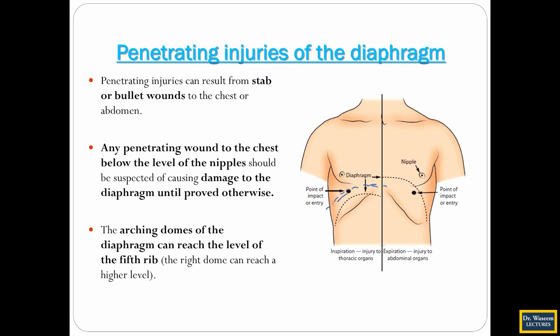Penetrating injuries mean injuries due to a stab or bullet wounds. Any penetrating wound to the chest below the level of the nipple should be suspected to damage the diaphragm until proved otherwise, because it is a dome, and you see the arching fibers are there at the level of the fifth intercostal space up to the rib. So with an injury below the nipple, you can suspect injury to the diaphragm.